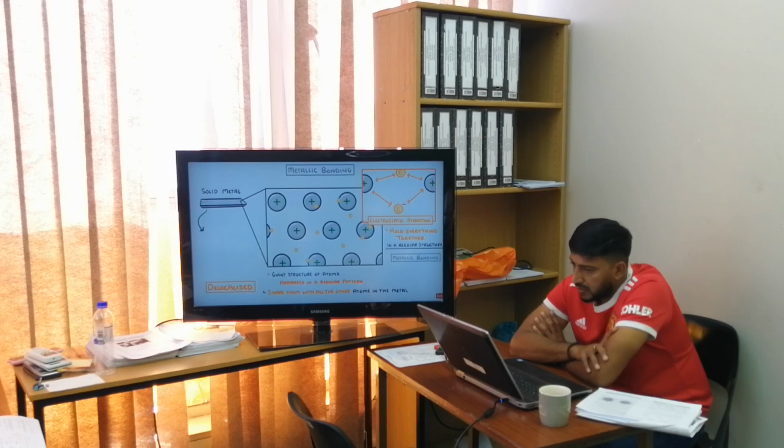This gives the overall metal strength and means that most metallic structures have high melting and boiling points, so are solid at room temperature.